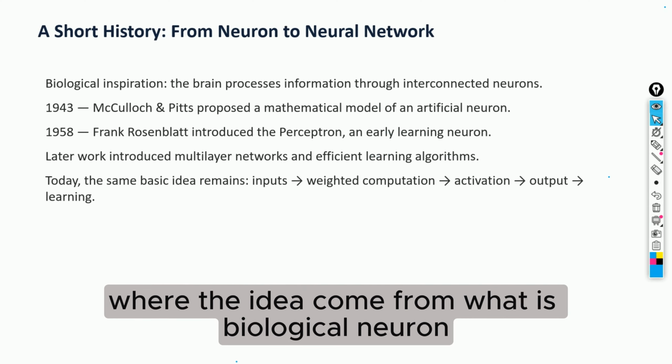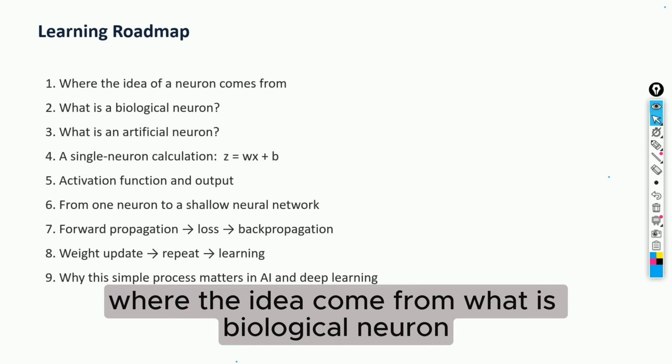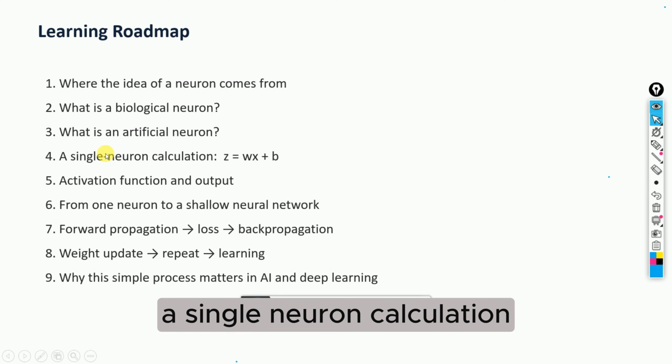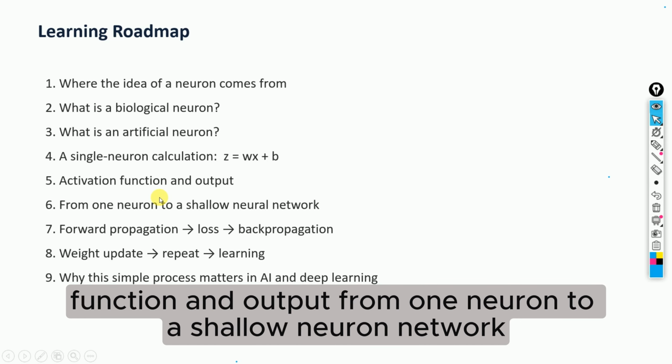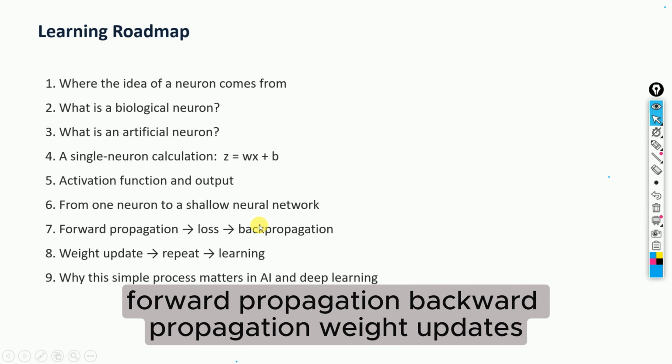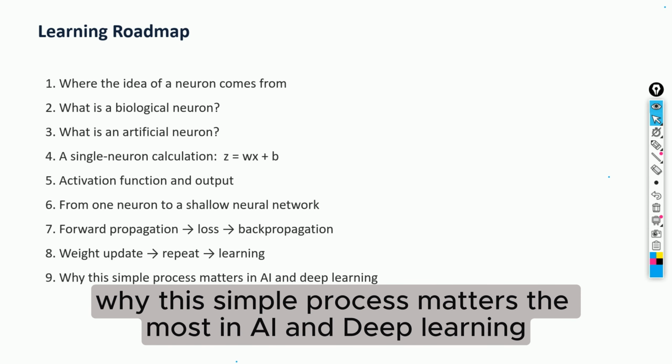Where the idea comes from, what is a biological neuron, what is an artificial neuron, a single neuron calculation, activation function, and output from one neuron to a shallow neural network, forward propagation, backward propagation, weight updates, and why this simple process matters the most in AI and deep learning.